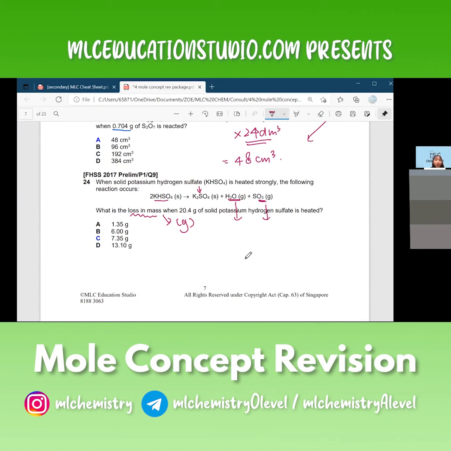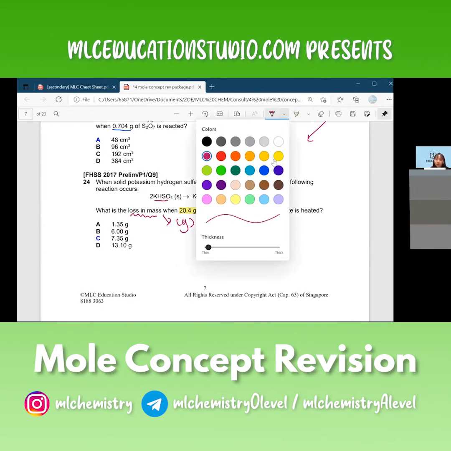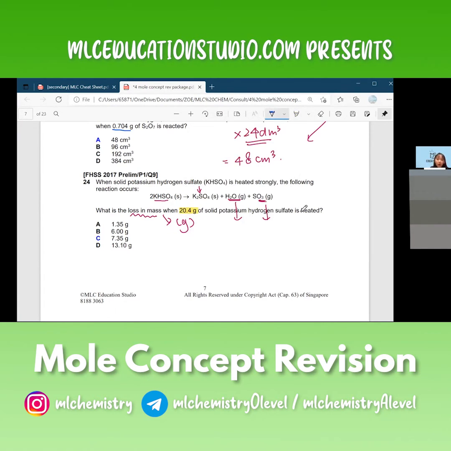Okay, so how do I start? If you want to find the mass of whatever product, the only way is to compare mole ratio. To compare mole ratio, you need your number of moles. Number of moles of solid, this KHSO4, they give you the mass. I'll just skip some steps. So MR, just calculate yourself. You will get number of moles equals 0.15 mole.